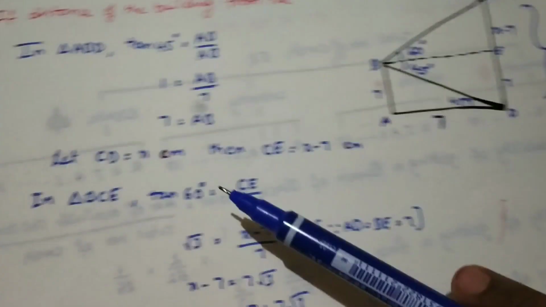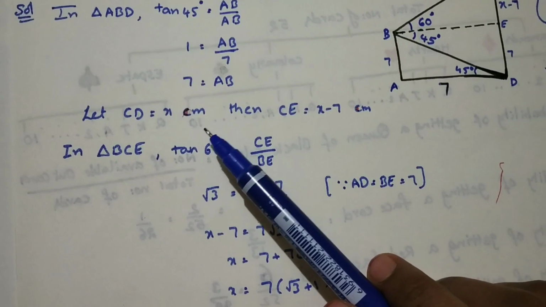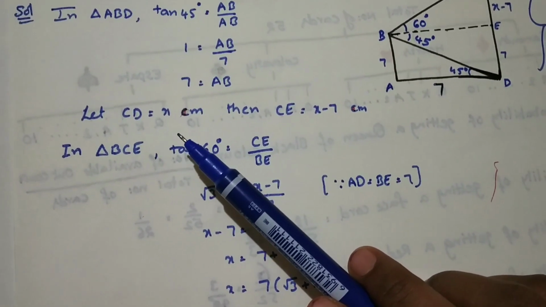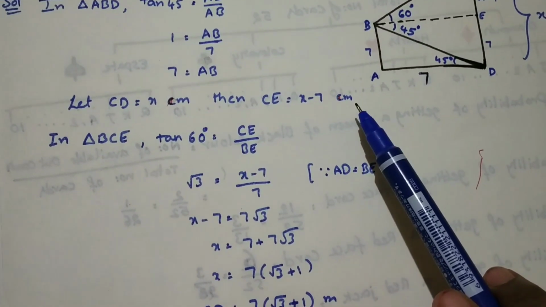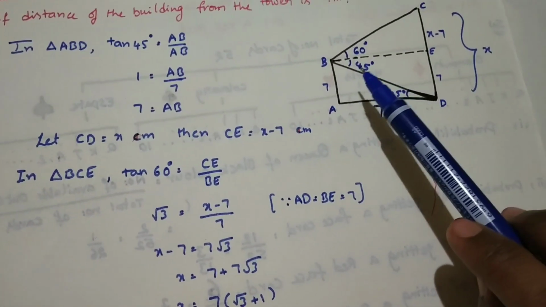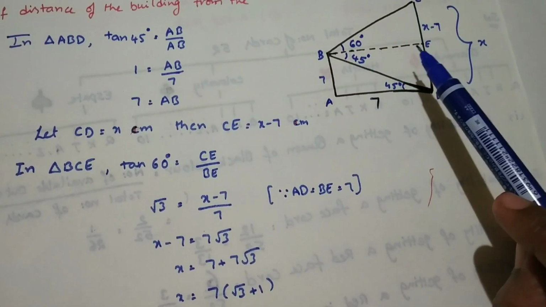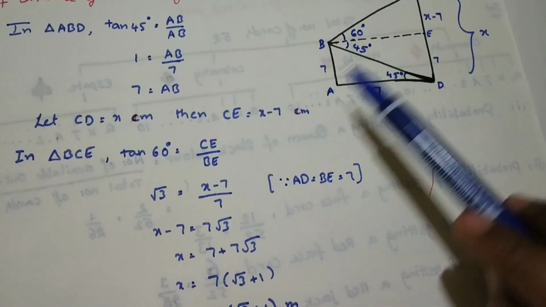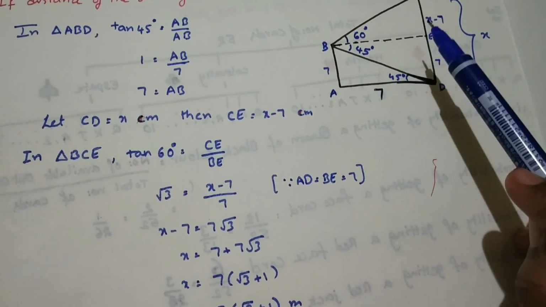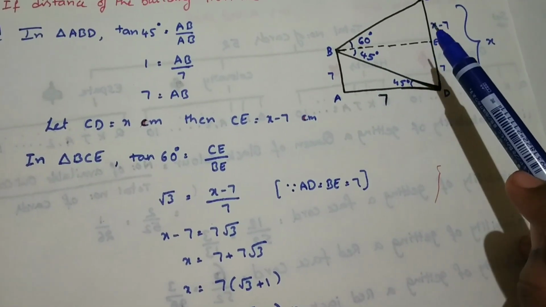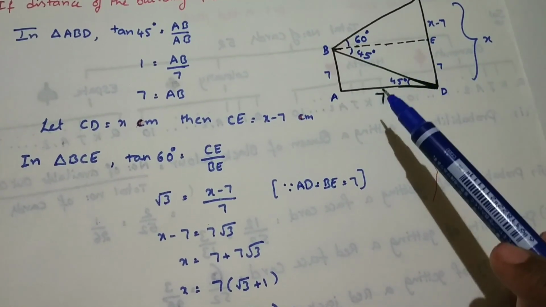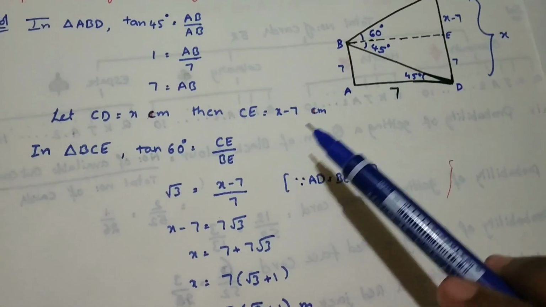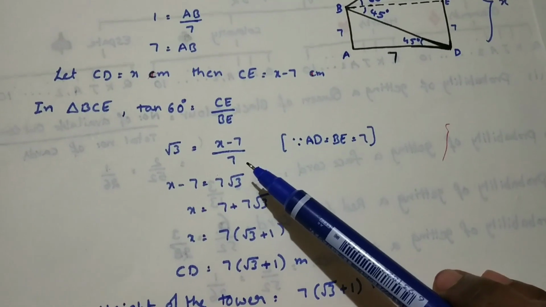Now let CD is equal to x meters, which is nothing but the length, the height of the cell tower. Then CE is equal to x minus 7 meters. Now consider the triangle BCE. In this triangle BCE, apply tan 60 degrees. Tan 60 is equal to opposite by adjacent. So CE by BE, this is x minus 7, with BE length 7, since opposite sides are equal. So x minus 7 by 7.